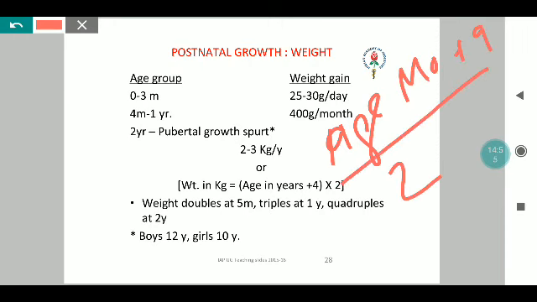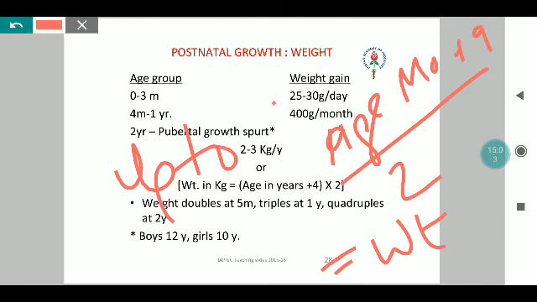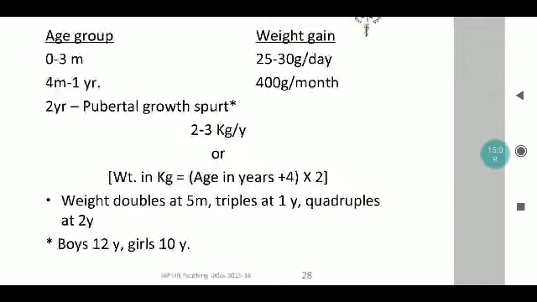which will give you the expected weight. This is up to 2 years of age. (Age in months + 9) / 2 will give you expected weight. I'll just zoom in to ensure there is minimum clutter in the slides.